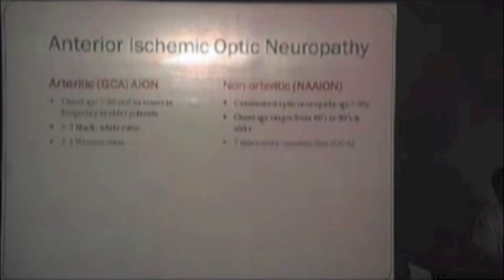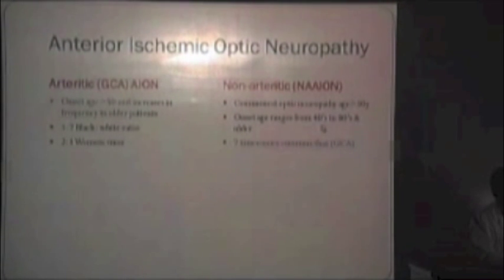So the anterior ischemic optic neuropathy is now divided into two parts, the arteritic and the non-arteritic variety. I'm not going to talk about the arteritic variety today. That's another talk altogether. We'll focus on the non-arteritic ischemic optic neuropathy. This is by far and away the commonest optic neuropathy beyond the age of 50 years. So if you see a pale optic nerve in a person above the age of 50 years, it's quite safe to call it ischemic in nature.